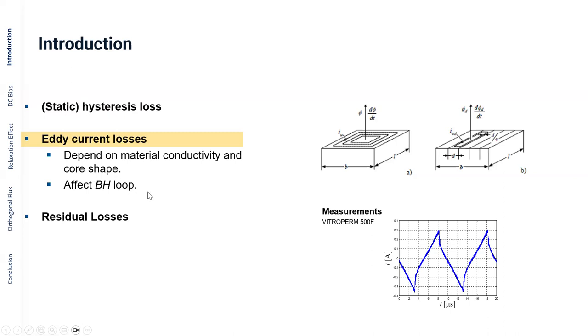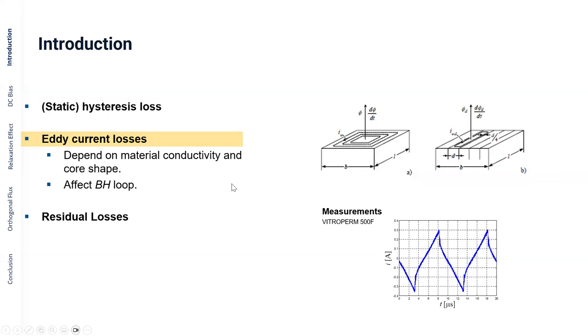They affect the BH loop as well, so you can see them. Here on the right bottom is a little plot, for a material Isoperm 500F in this particular case, where a rectangular voltage waveform has been applied to the core, and this ideally leads to a triangular current waveform, as you can see here. However, what you can see here is that the waveform has kind of an offset. When ramping up, it's a positive offset. When ramping down, it's a negative offset. If you see something like this, it's very typical for eddy current losses.